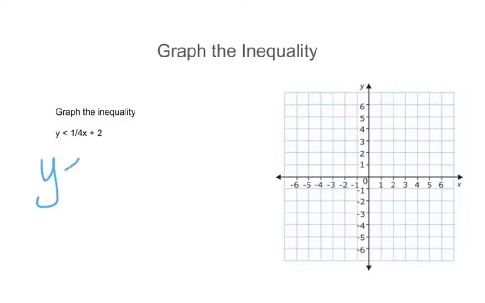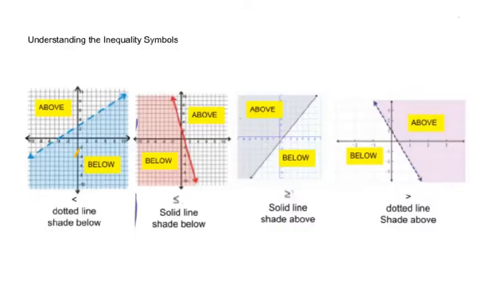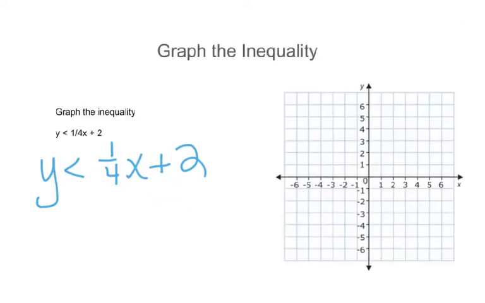Here is an example of exactly what your work is going to look like and what you are practicing. The only difference in this equation and the ones before is it doesn't say equal to anymore. So we have a less than line. So if I went back here and I found my less than symbol, I would see that I'm going to make a dotted line and shade below it. So I'm going to graph this line just like I did before.